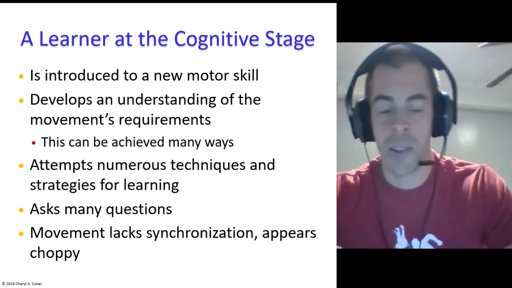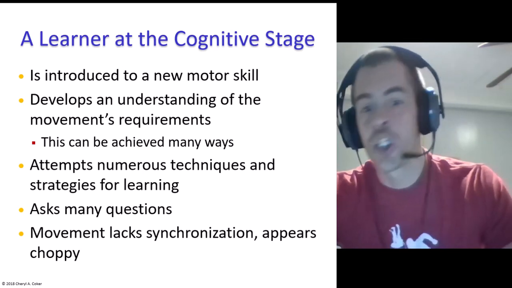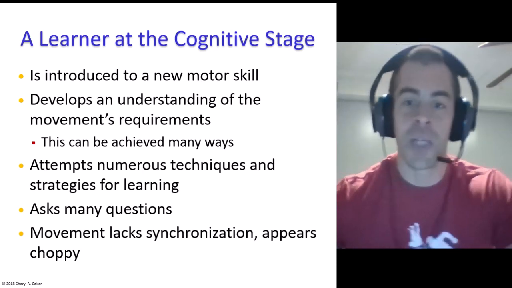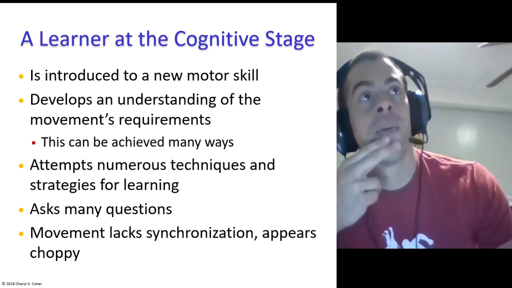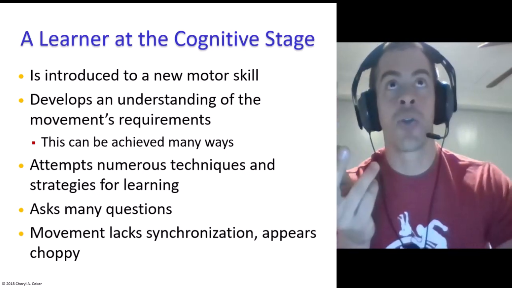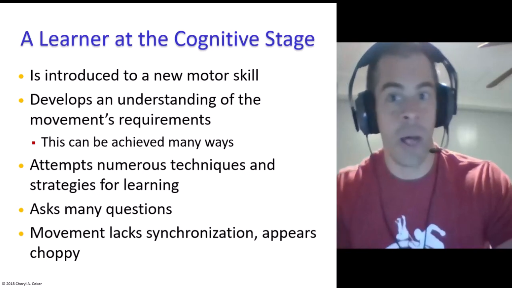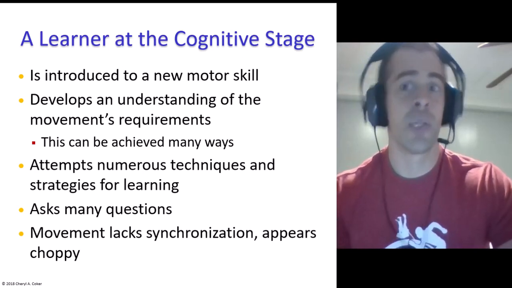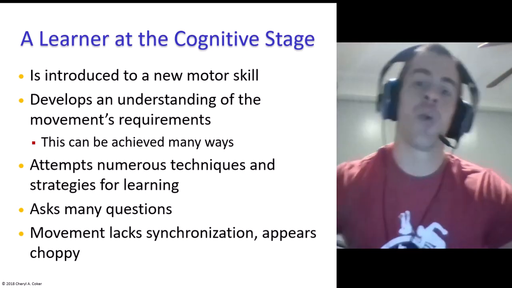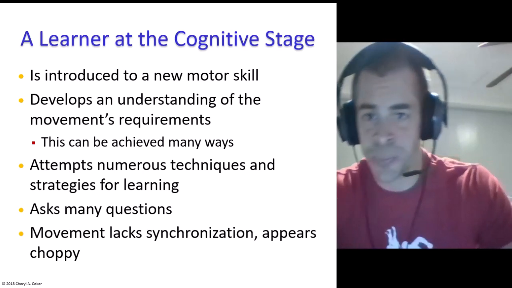When someone is in the cognitive stage, they are going to attempt numerous techniques and strategies to learn that skill, right? Think about when we were juggling, right? Many of you guys were like, okay, maybe I should try this, or should I throw the ball high or throw the ball low? I don't know. Should I break it up into part practice, right? So many of you were trying new things as you were learning.